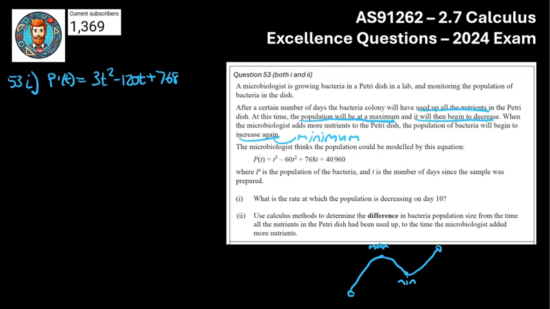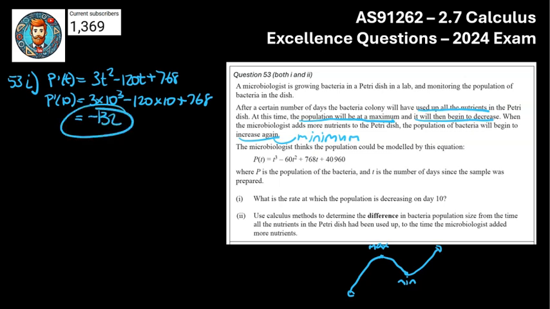I now know that t is equal to 10, so I'm trying to find the rate of change when t is equal to 10. So that's going to become 3 times 10 squared minus 120 times 10 plus 768. And I've got that answer written down here next to me. I got negative 132. And I really liked seeing a negative sign here because that matched the question expecting a decrease. So let's put that in a small sentence. That means 132 bacteria per day are dying in day 10.